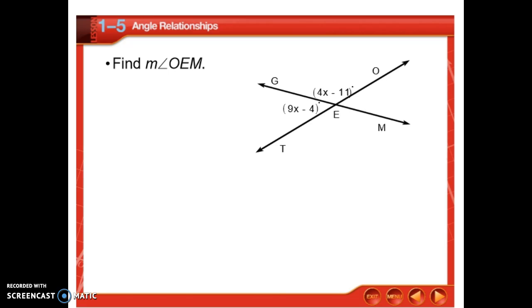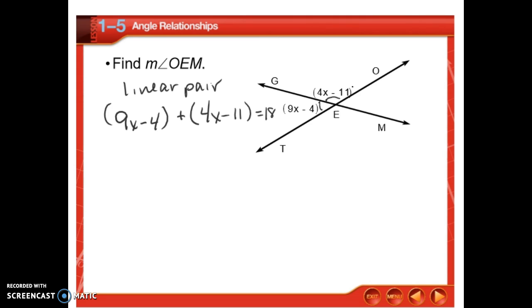The measure of angles, again, it's the same thing that we've been doing, but now you have to use your linear pair or vertical angle pair relationships. The two angles either add to be 180 or they are equal to each other. That's the thing with this one. So if you look at this, this is a linear pair. So the two angles add to be 180 degrees. So 9x minus 4 is the measure of the first angle. The measure of the next angle is 4x minus 11. And that equals 180 degrees.